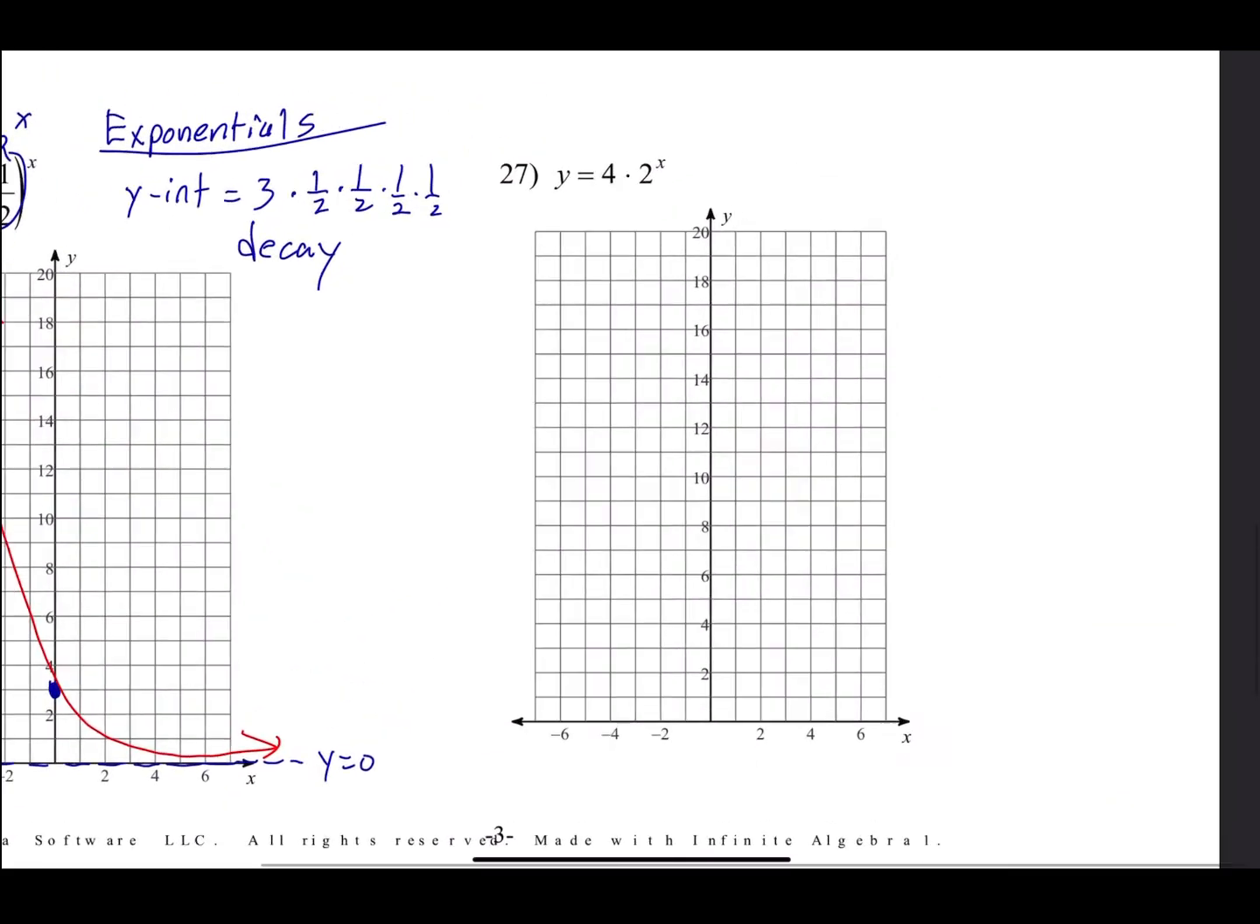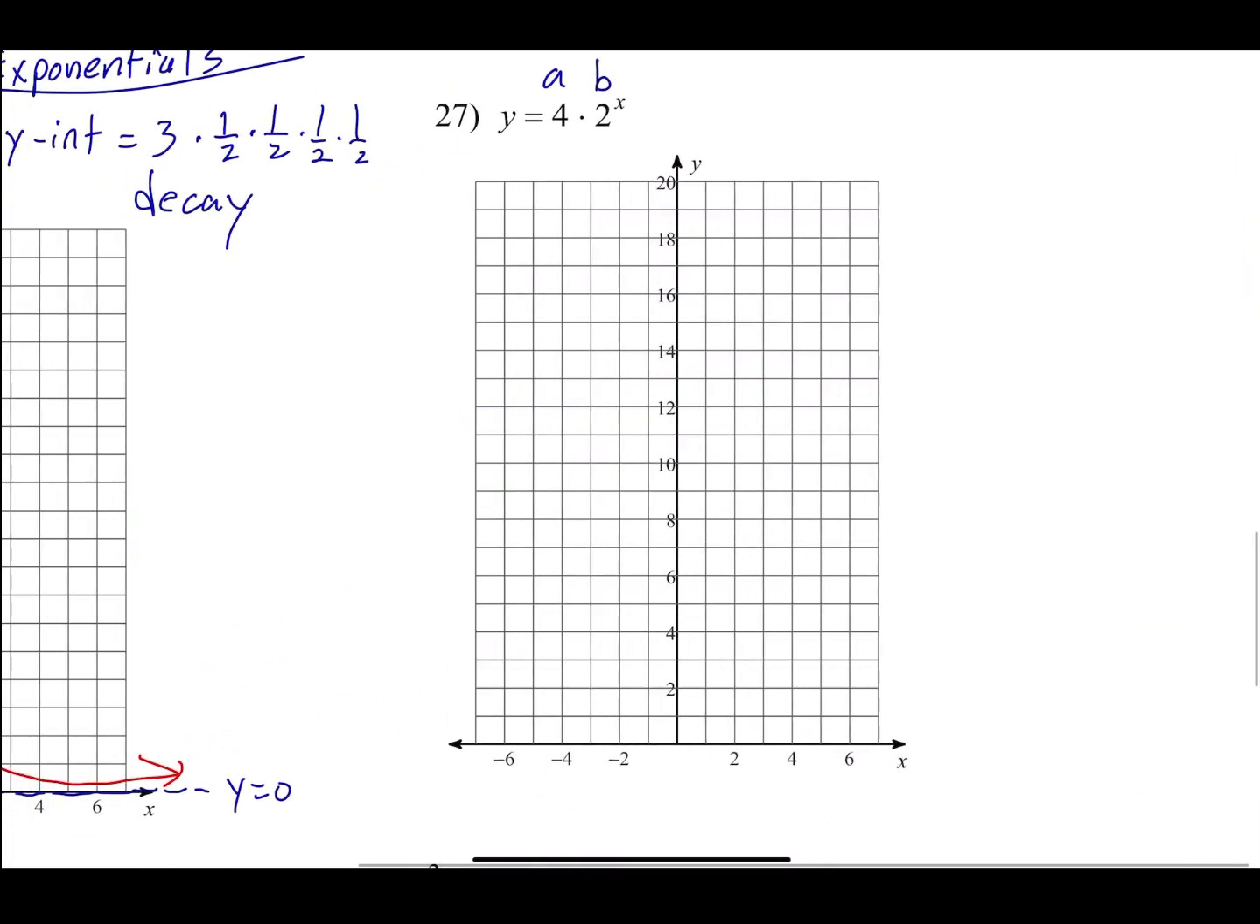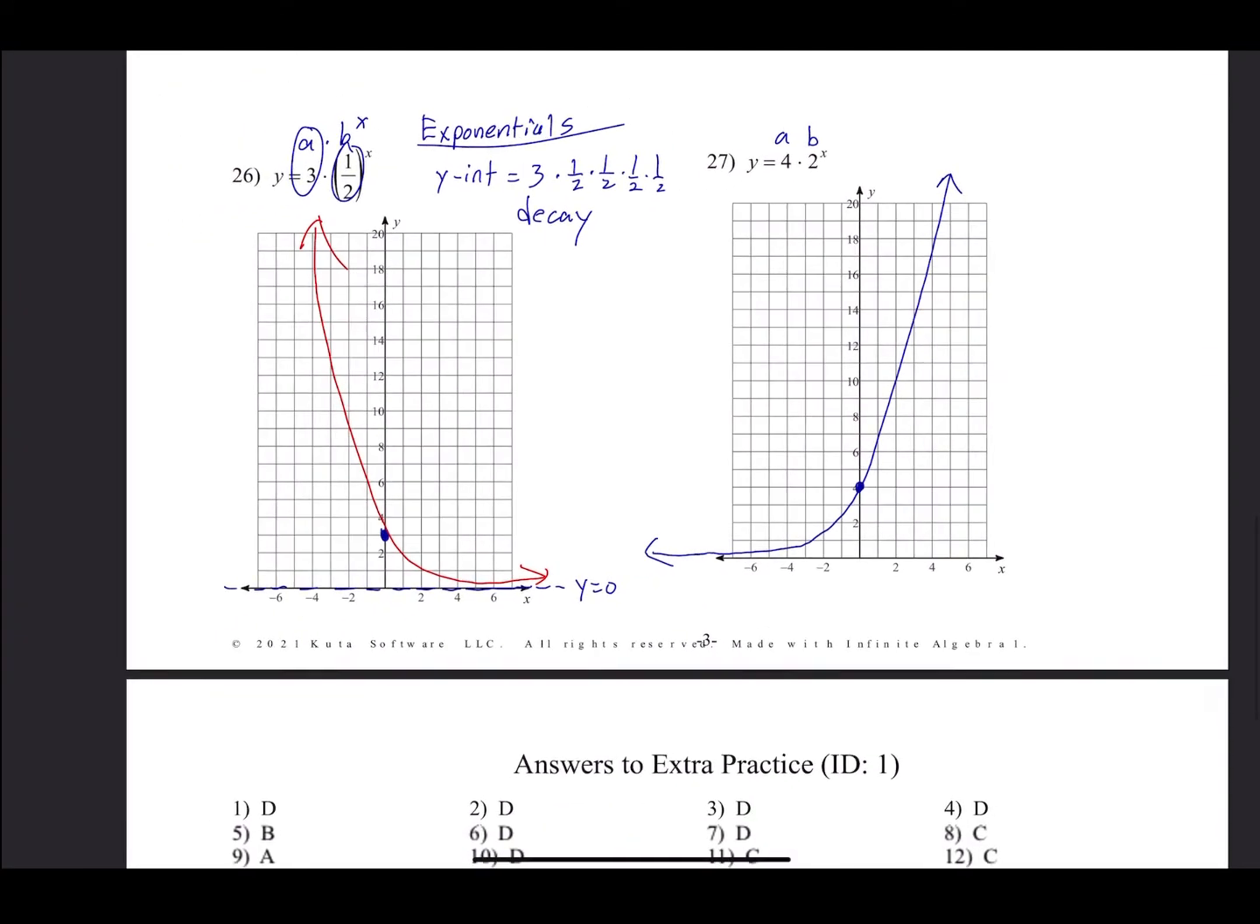So 27. A is 4, B is 2. A means its y-intercept is at 4. A b value of 2 means growth, times 2, times 2, times 2. And it's still going to have an asymptote at y equals 0. That's good enough for me.